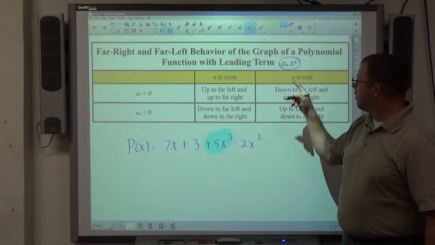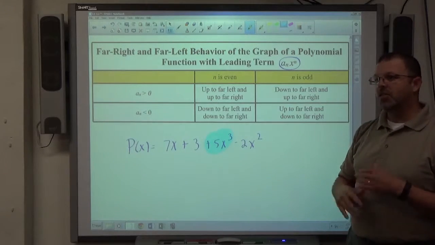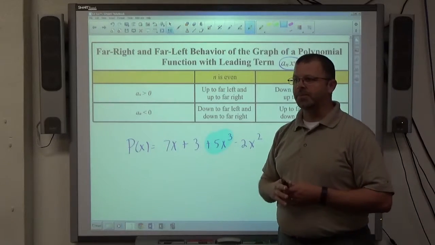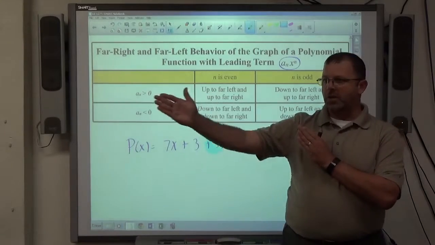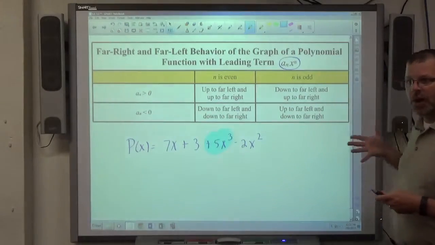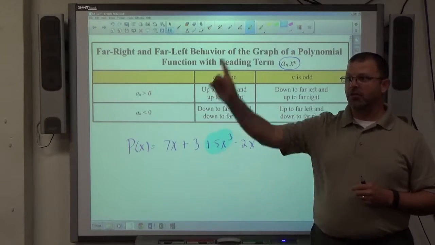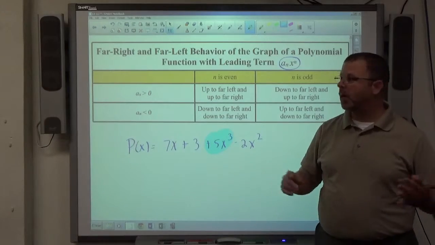So we have a number and we have a power, and those two things are going to establish the far right and far left behavior. What that means is, as I go far left towards x equals negative infinity, what's going to happen to the graph? As I go to the far right towards positive infinity, what's going to happen to the graph? And the choices with polynomial functions are either going to go straight up or straight down, basically.